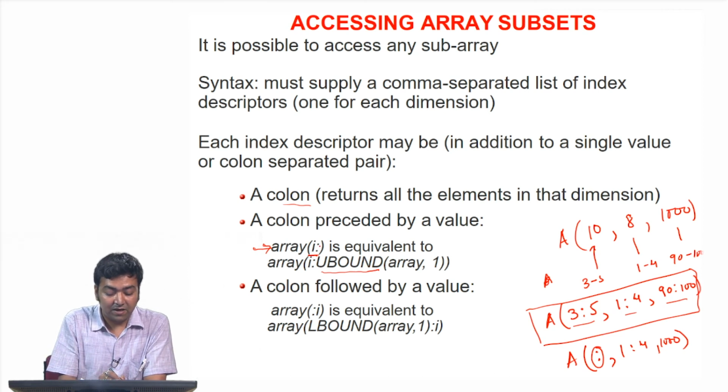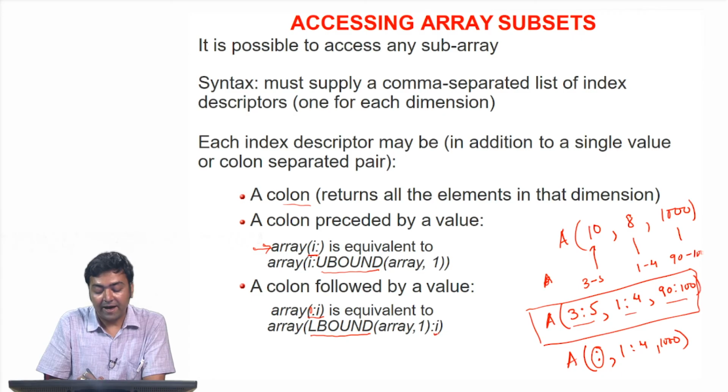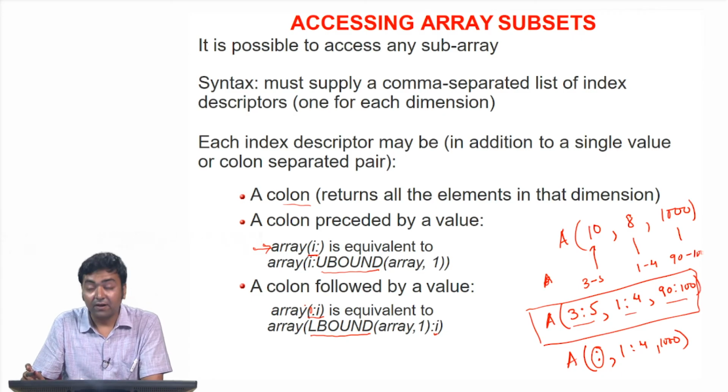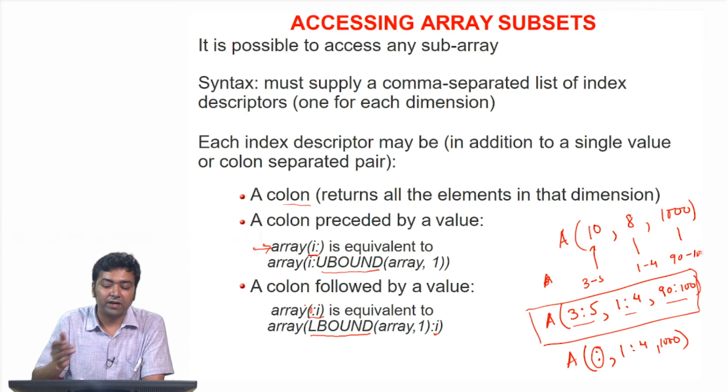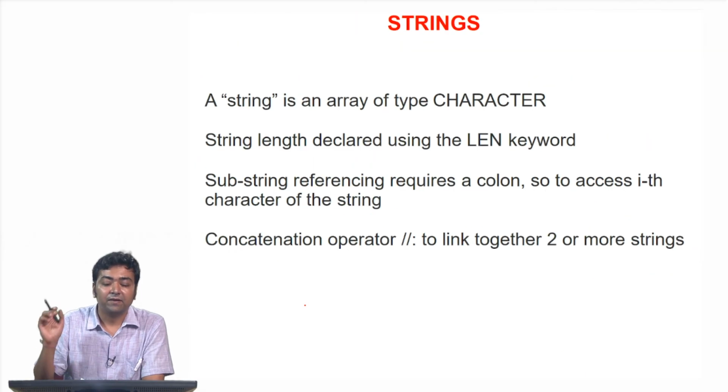Similarly, if I write it the other way around, so I leave the space before the colon empty, I do not write anything here, and after the colon I write I. What it will do is access the elements from the lowest bound to the ith element, depending on the value of I. So, this is how one can access subsets of an array.